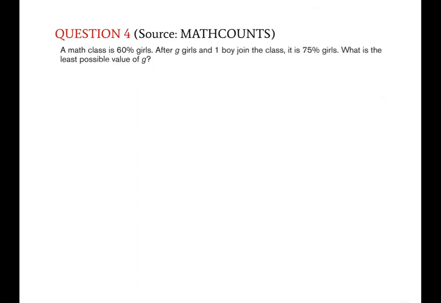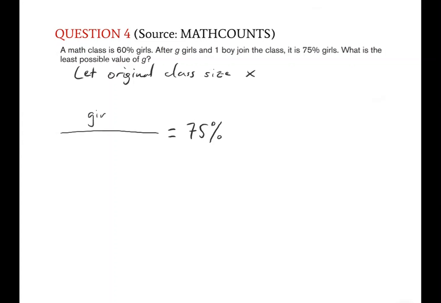So let's first let the original class size be X. We're going to set up a fraction, and this fraction is going to be equal to 75%, and that's going to represent the 75% girls. So that means the numerator has to be the number of girls, and the denominator is the total, or the class size.